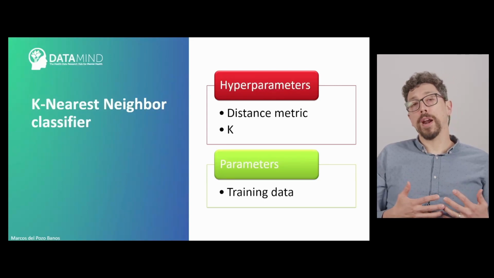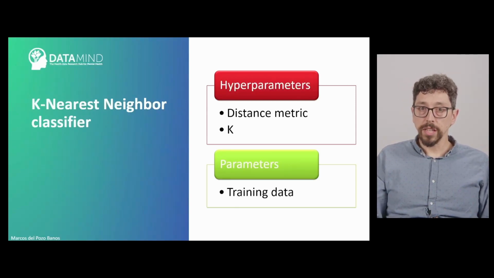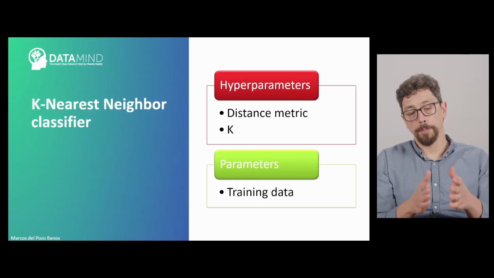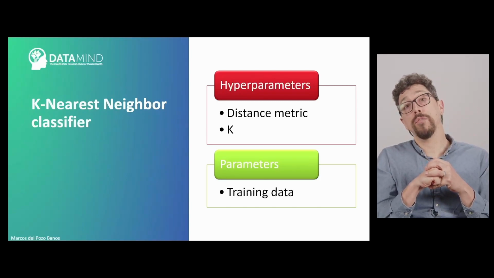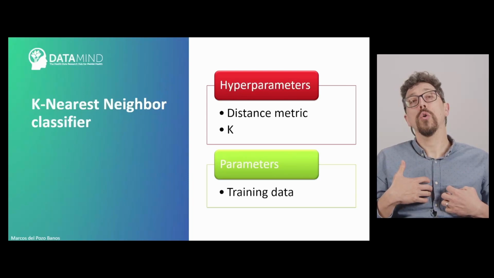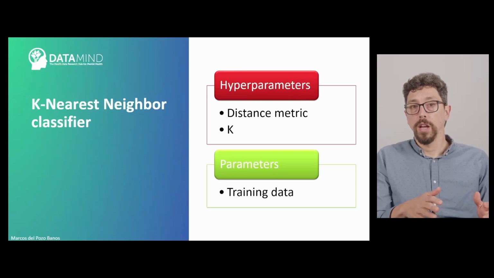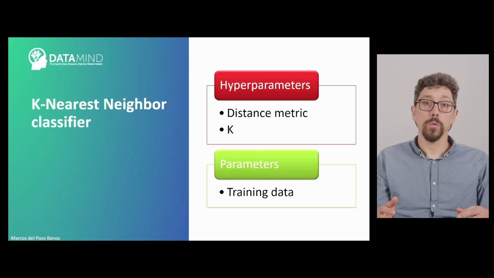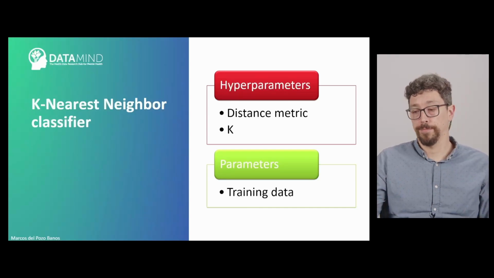So what are the hyperparameters and the parameters of the KNN classifier? In terms of hyperparameters, we have what type of distance metric we're going to use, but also K, the number of samples that we are going to look around the evaluated sample. It's also a hyperparameter. We cannot find the optimal value of K by just looking at the training data. In terms of the parameters, as is usually the case in distance-based classifiers, we just need to keep track of the training data. We just need to save the training data in memory.